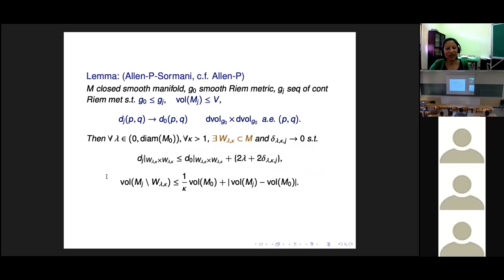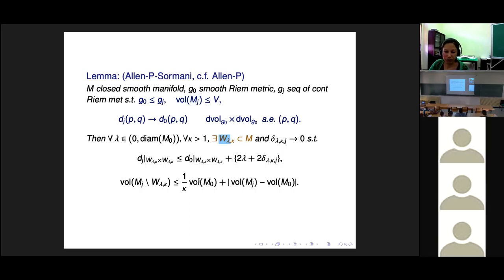Okay, so you can construct this W once you have this condition. So this condition is telling you that if you have your Riemannian tensors as before and a volume bound, and your distances converge, I mean, the distance with respect to J converges to the distance with respect to G0, if you have this almost everywhere convergence, then you can construct these Ws that satisfy the conditions that we want.